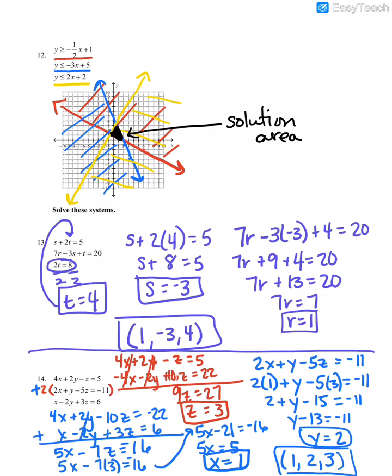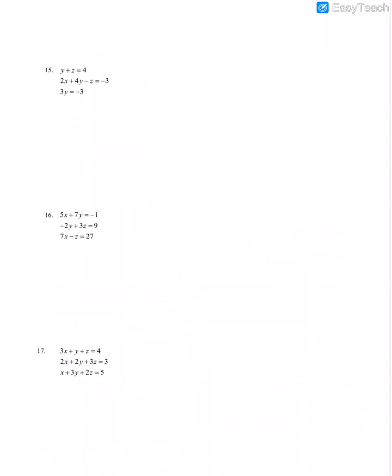All right. Next page, 15. I got a y and a z and a y on this one. So I'm going to solve this guy for y by just dividing by 3. So y is equal to a negative 1. Plug that into that guy. Negative 1 plus z is equal to 4. Add that, so z is equal to 5.